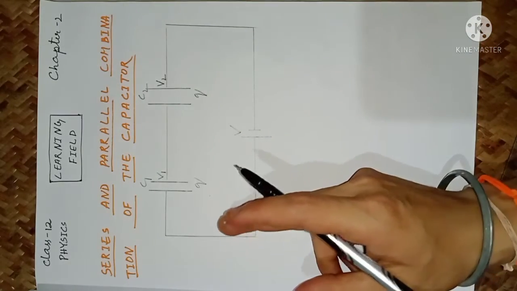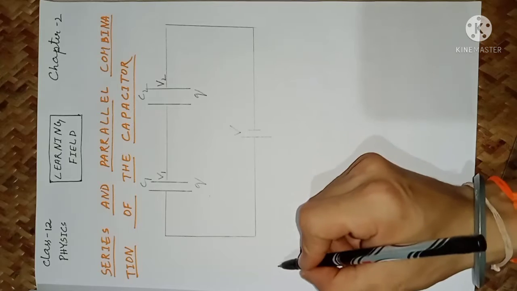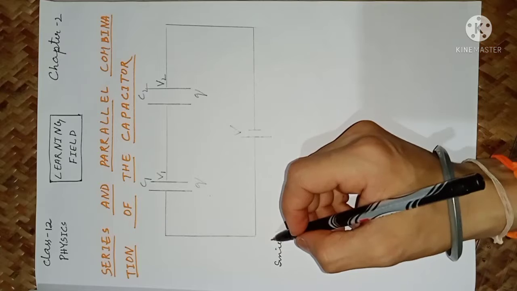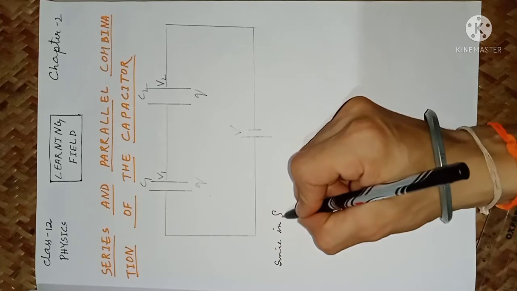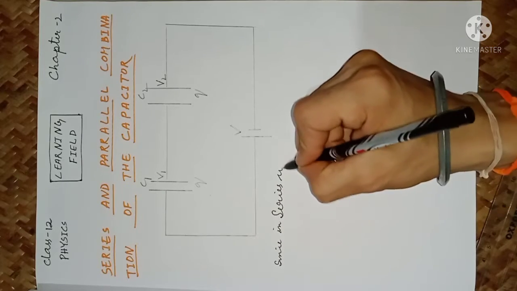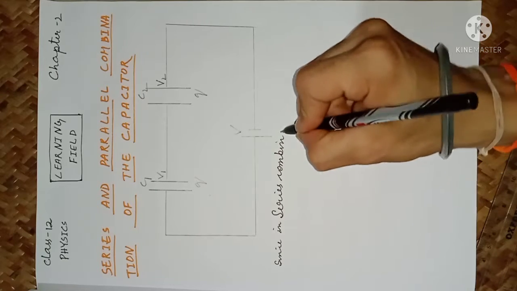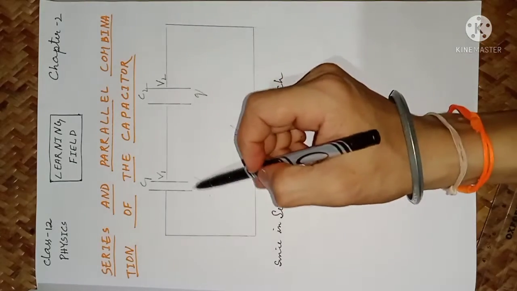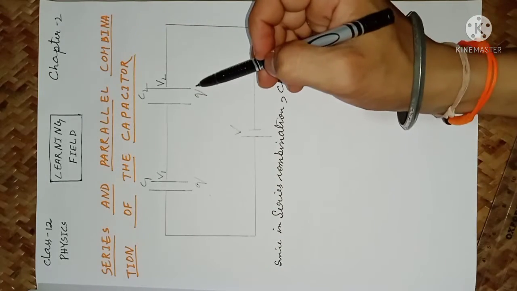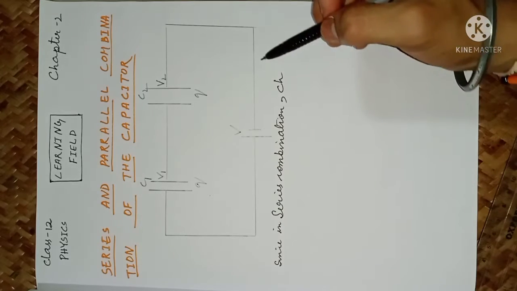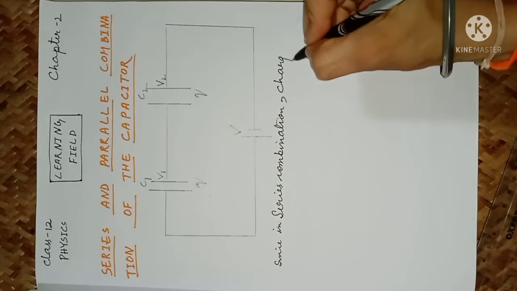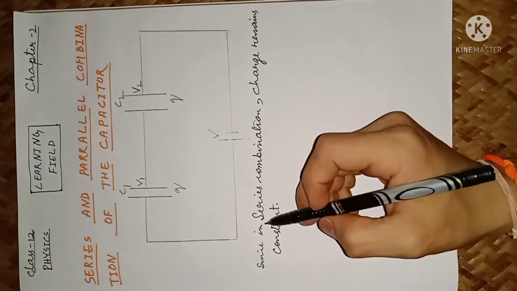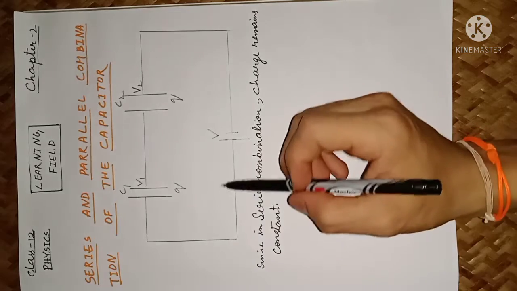One point you need to note down, this is a very important point: in series combination, what happens? Charge remains constant. You have already seen charge is Q here also, and here also charge is Q. So in series combination, charge remains constant. So let us derive the equation for series combination of the capacitor.